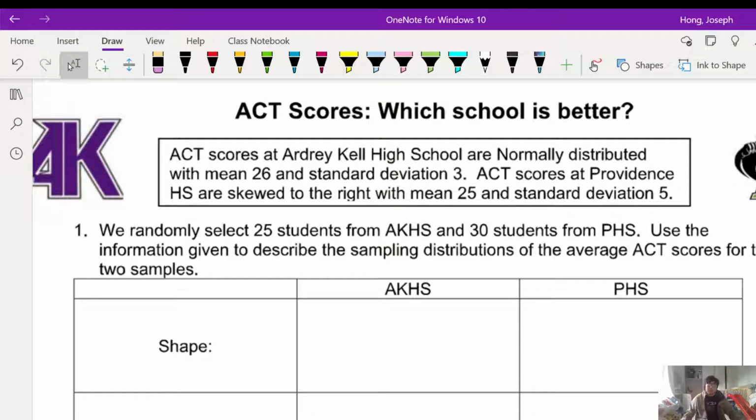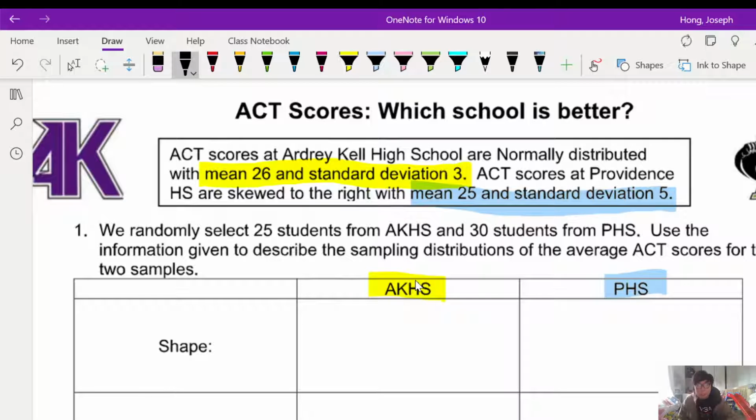So the context of this question is that ACT scores from Audrey Kell High School are normally distributed with a mean of 26 and a standard deviation of 3. So that's a population distribution. ACT scores of Providence High School are skewed to the right with a mean of 25 and a standard deviation of 5. I'm just going to highlight the mean and standard deviation in yellow: the mean of 26 and standard deviation of 3 is according to AKHS, and the mean of 25 and standard deviation of 5 is regarding Providence.